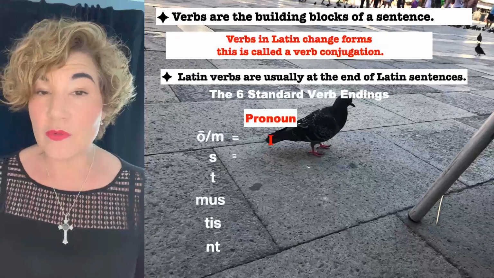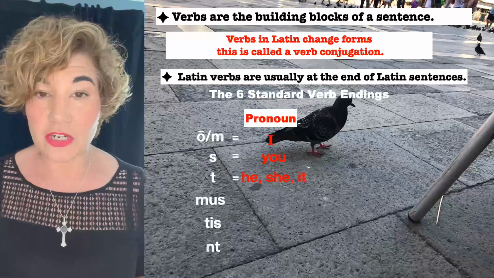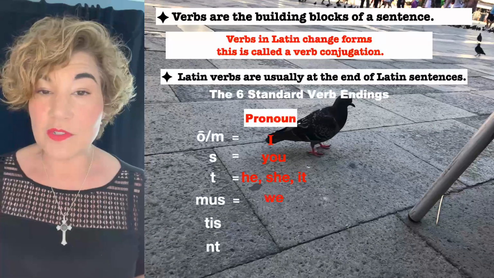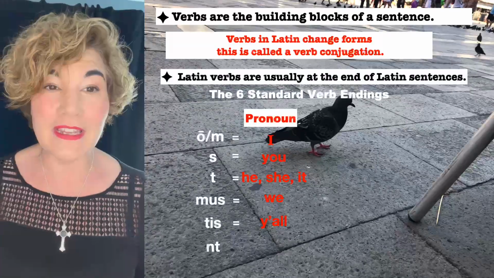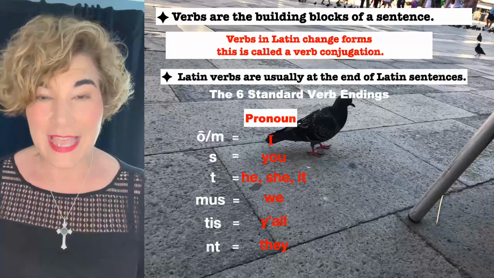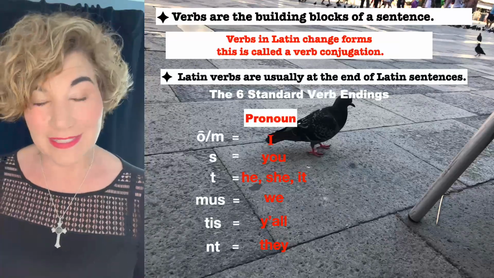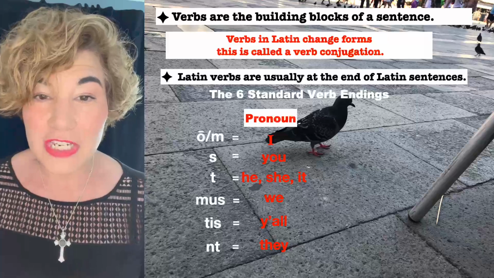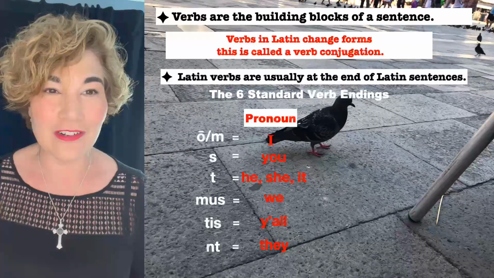The S ending always equals you, singular. T ending equals he, she, or it. MUS ending equals we did something. TIS ending, y'all or you all did something. And NT is they did something. So I like to repeat O or M, S, T, MUS, TIS, NT, I, you, he, she, it, we, y'all, and they every day. Get that into your head, okay?